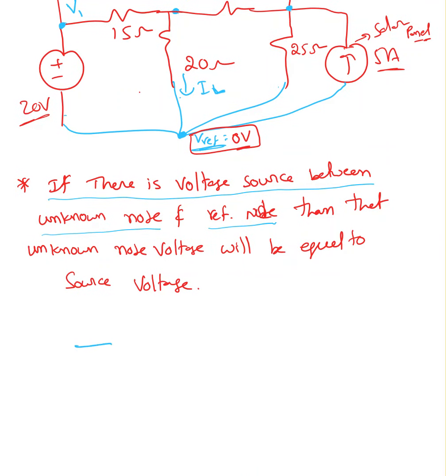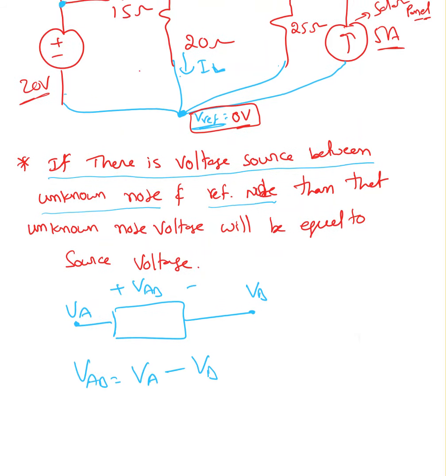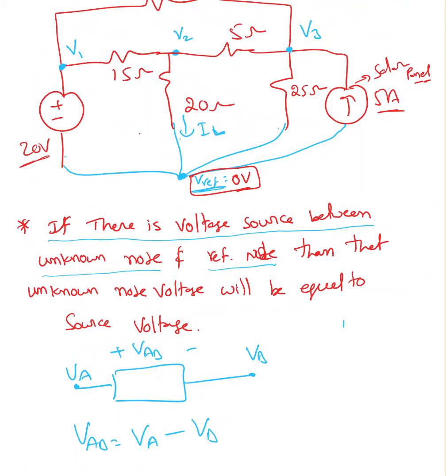Basically, if you remember, say here is an element, the voltage here is VA, the voltage here is VB. What is the voltage across it? VAB. How do you define VAB? VAB equals VA minus VB, right? Similarly, here I have a 20 volt source, here I have 0 volt and here I have V1. Using the same principle, can I say V1 minus 0 equals 20 volt? So V1 equals 20 volt.